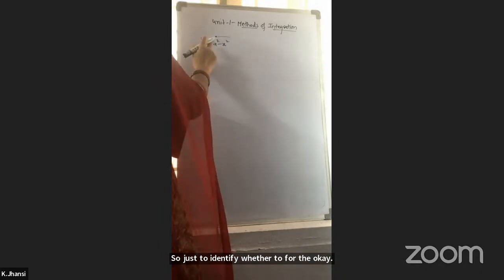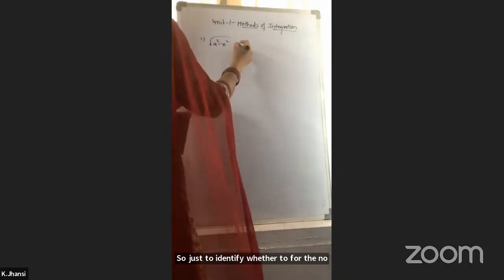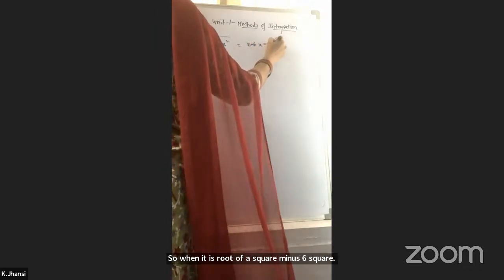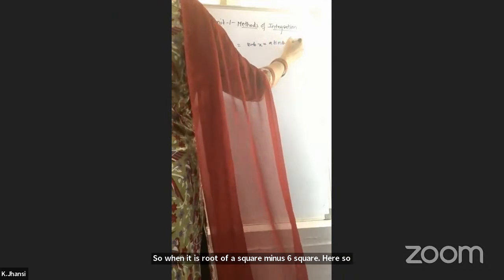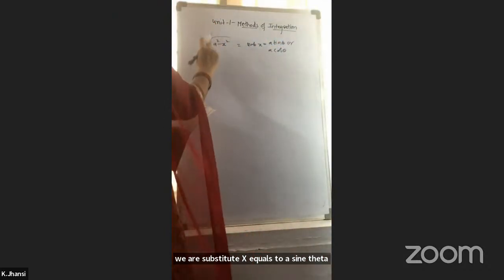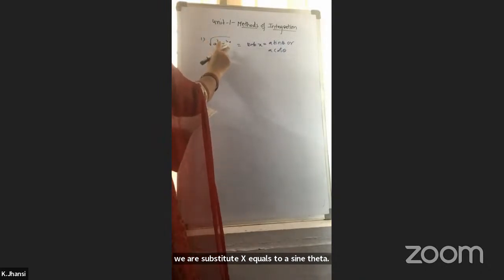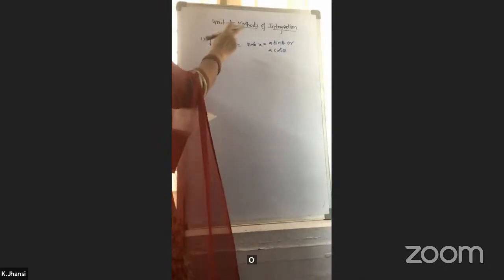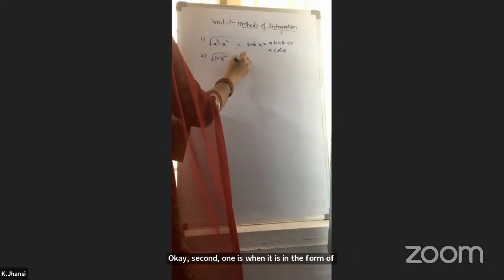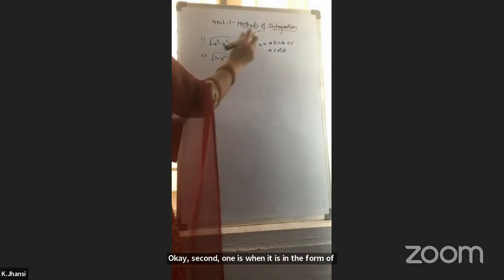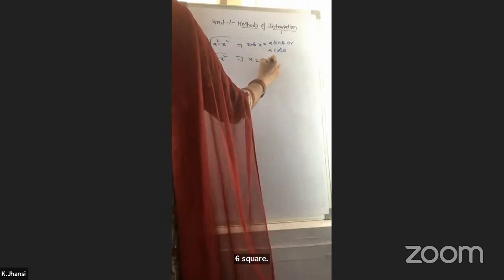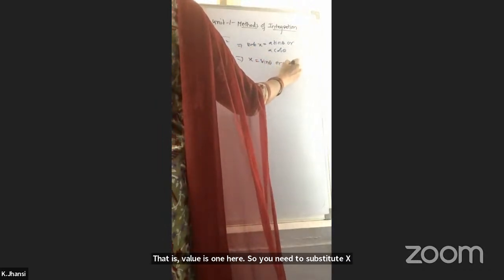Okay. So when it is root of a square minus x square, here substitute x equals to a sin theta or a cos theta. When the given question is in the form of only root of a square minus x square or 1 by root of. Second one is when it is in the form of 1 minus x square, that is here a value is 1, so you need to substitute x equals to sin theta or cos theta.